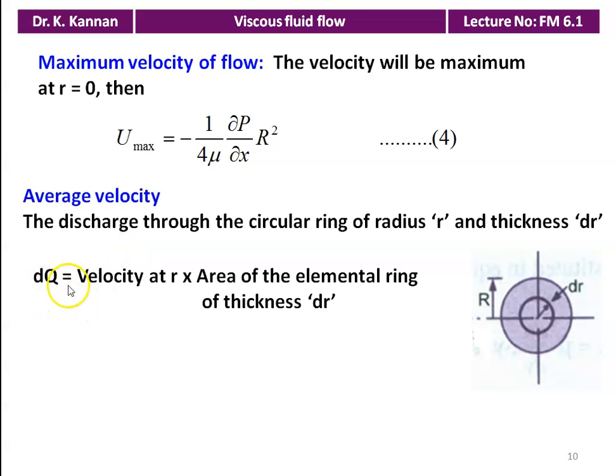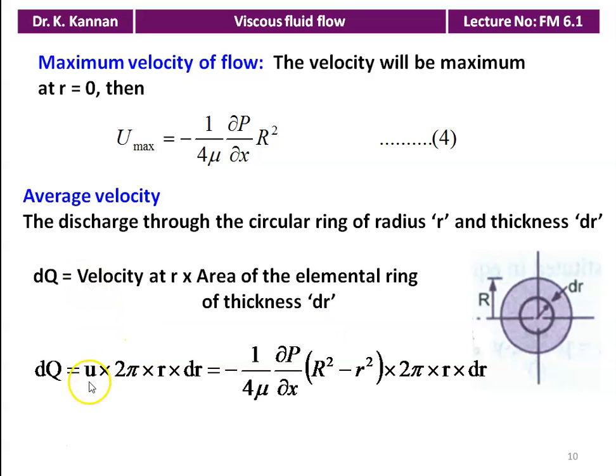We calculate dQ, the flow discharge through a small elemental fluid ring. The discharge of the circular ring of radius r and thickness dr: dQ equal to velocity at r into the area of the elemental ring of thickness dr. So substituting u into 2 pi r into dr, where 2 pi r dr is the area and u is the velocity of the fluid. Substituting for u from the previous equation, minus 1 by 4 mu dou p by dou x into capital R square minus small r square into 2 pi r into dr.